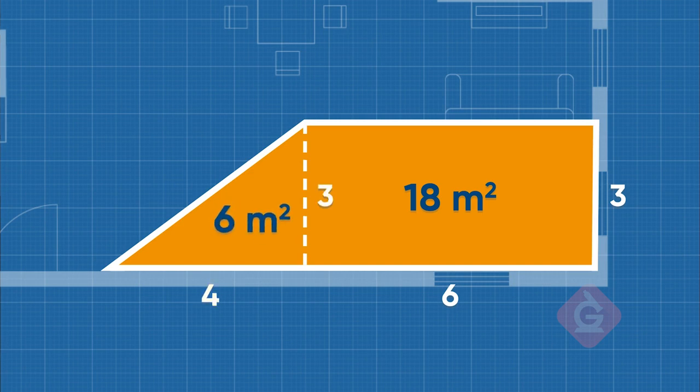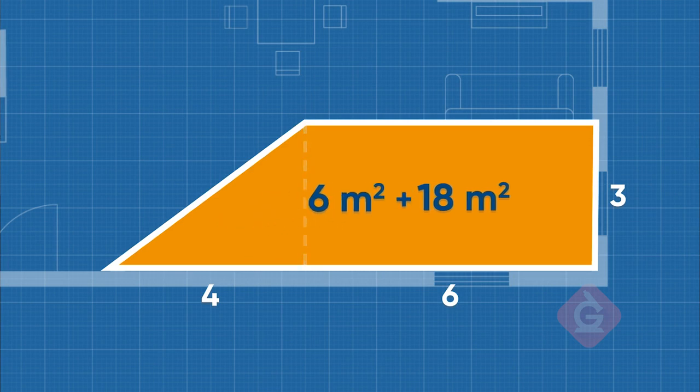Good job. Now let's add the areas of the rectangle and the triangle to find the area of the entire trapezoid.